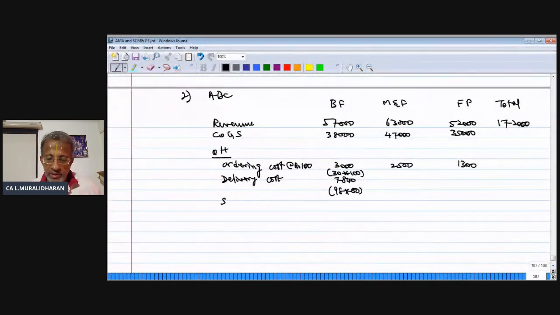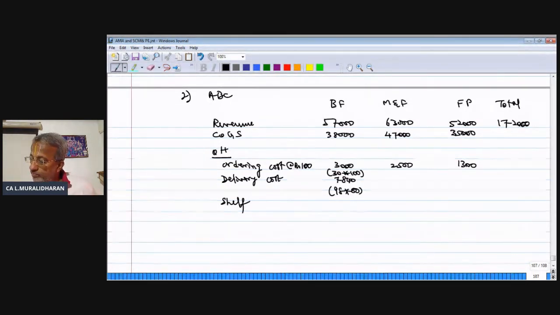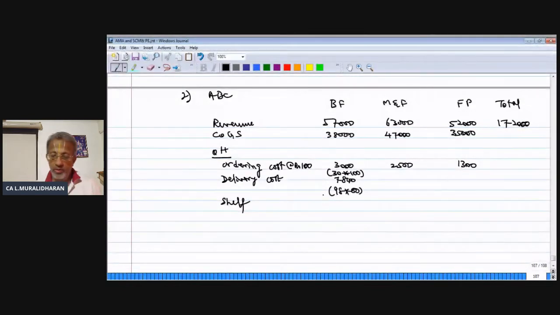Next item, shelf stocking, whose rate is 20 per hour. So 183 into 20, 3,660. Then customer support, 15,500 into 20 paisa, 3,100.